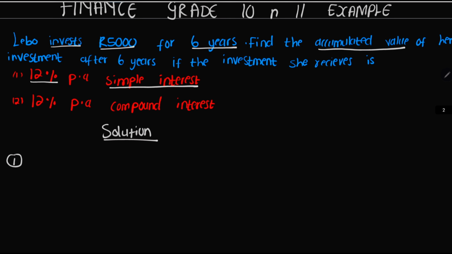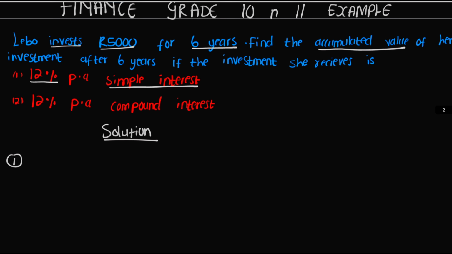So it says that Lebo invests 5,000. That means that Lebo had that 5,000 at that specific moment and she took it to the bank. So the 5,000 is the present value, the amount of money she had at that specific time. Are we good? So that means that our 5,000 is the P, the present value.